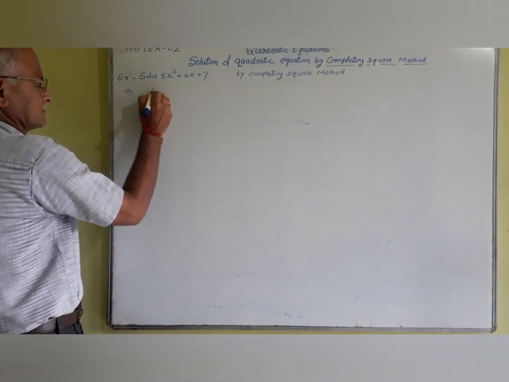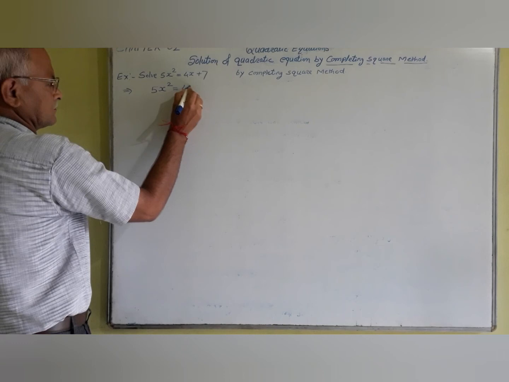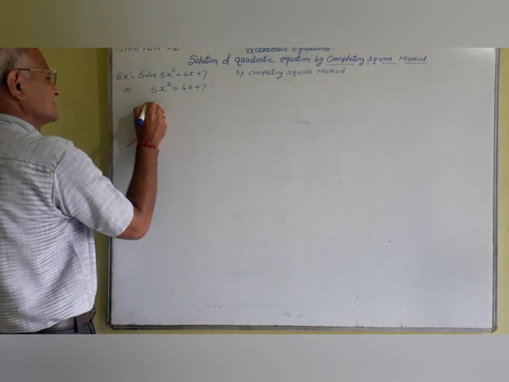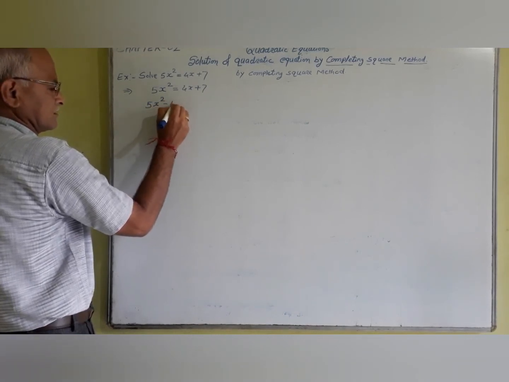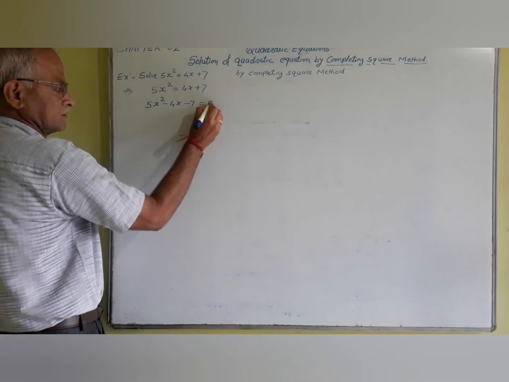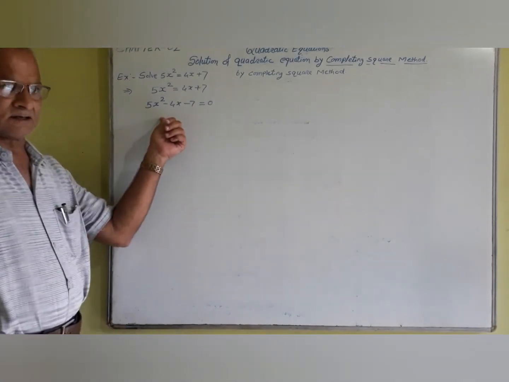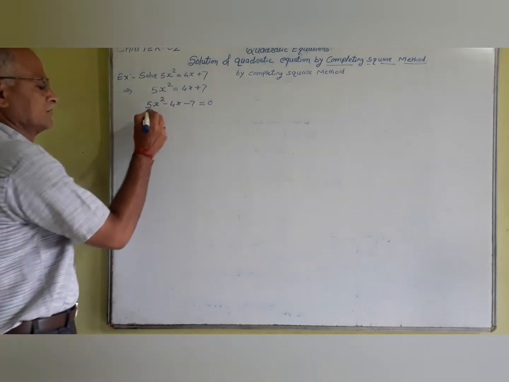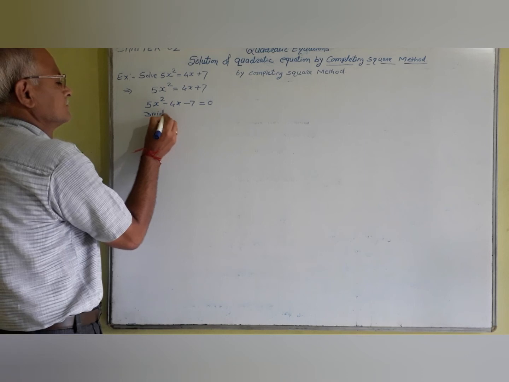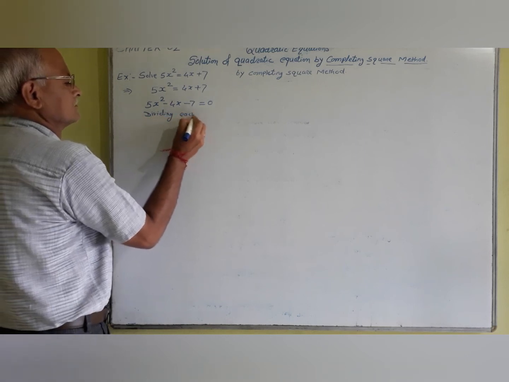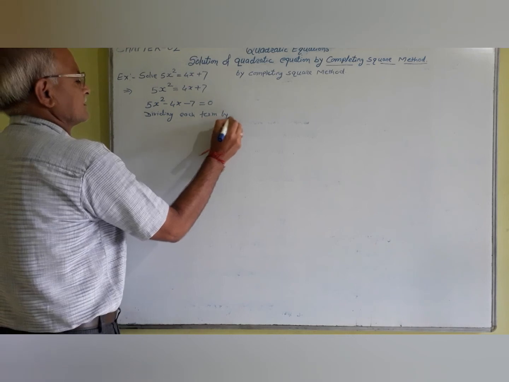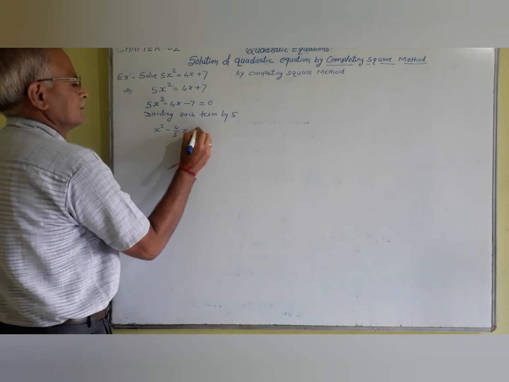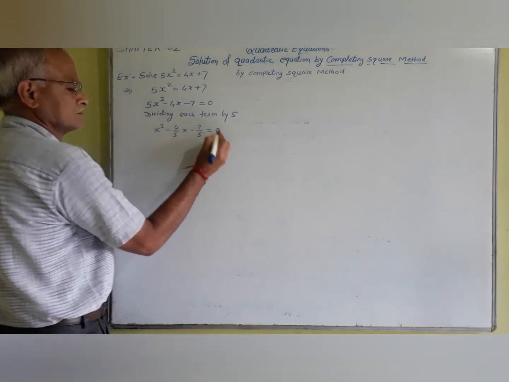Here the given equation is 5x square is equal to 4x plus 7. These two terms taken to the left side, then it becomes 5x square minus 4x minus 7 is equal to 0. It is convenient if the coefficient of x square is 1, and therefore dividing each term by 5, then x square minus 4/5 x minus 7/5 is equal to 0.